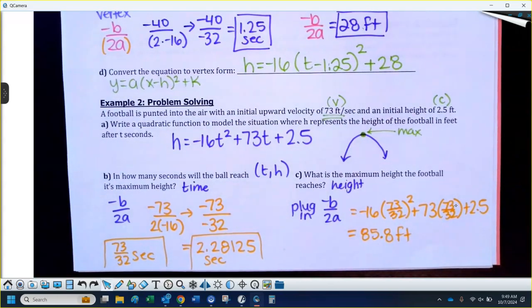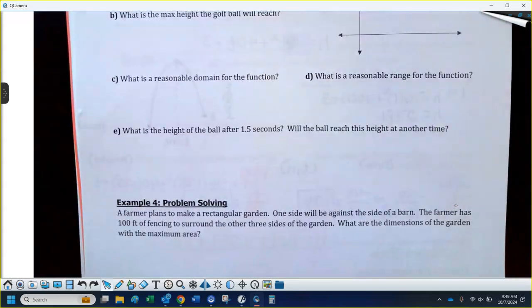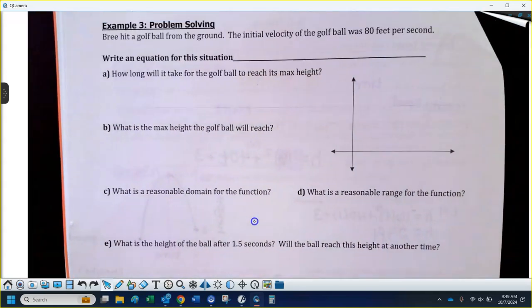Is anybody having a question? It's not horrible. It's just asking you for the vertex if it's asking you for a maximum. Okay, I have a little tiny bit more I'm going to ask you about this problem, but it's really similar.